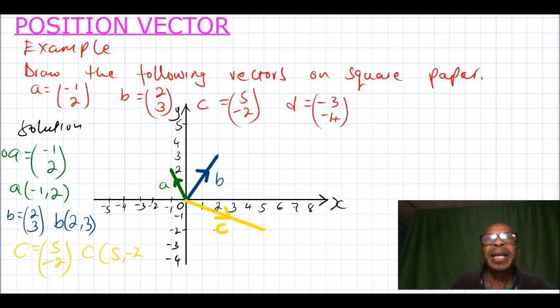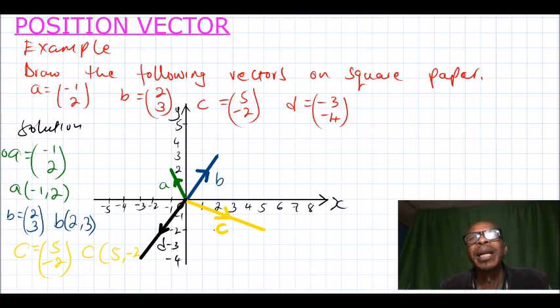Finally we have (-3, -4). So (-3, -4) is somewhere there. We join that point. We bring a vector here. A vector must always have a magnitude and a direction, so this is our vector D. That is our vector D. So that is how you represent the given position vectors on a square paper. So I hope that one is clear.